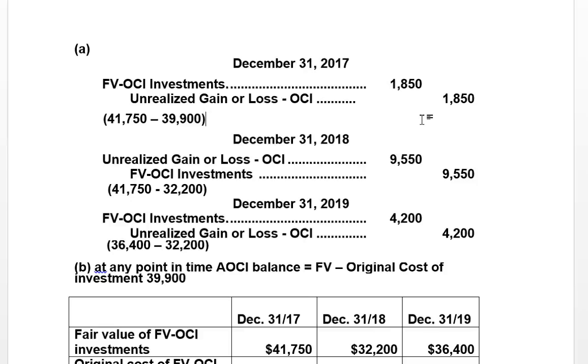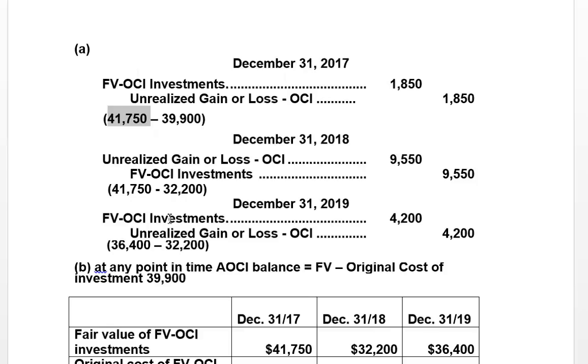First of all, we can see that our original cost of the investment was $39,900. At the end of 2017, our investment now in the stock market was worth $41,750. So we have an unrealized gain credit in our OCI of $1,850, and our fair value through OCI investment goes up by $1,850. That's the difference between the cost and the fair value.